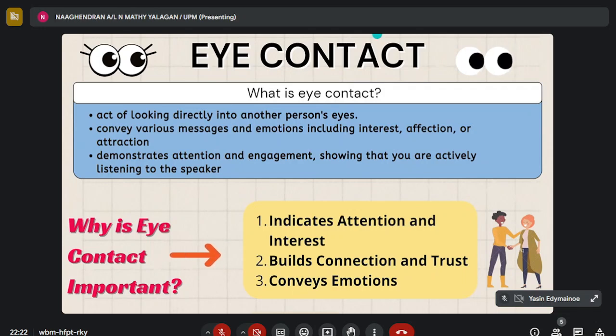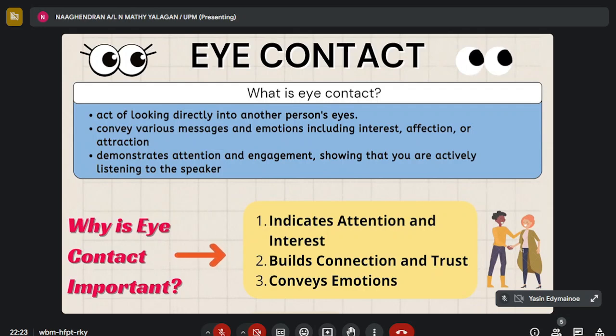So, why is this eye contact really important? First, it indicates attention and interest. Making eye contact shows that you are paying attention and are engaged in the conversation. It signals to the other person that you are listening and interested in what they have to say.